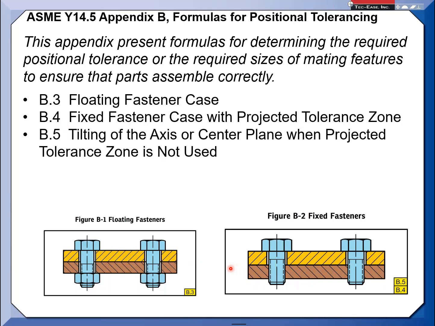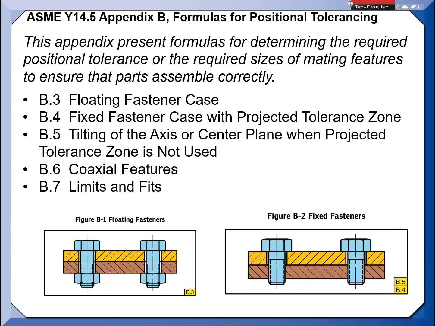Then we have other formulas here, tilting of the axis or center plane. When you don't use projected tolerance zone, it's a more restrictive formula to calculate. And then we have coaxial features, if you're doing cylinders and datum features and things like that. Then we have one more, limits and fits. But we're going to focus on this main one here. So this is the type of fasteners.